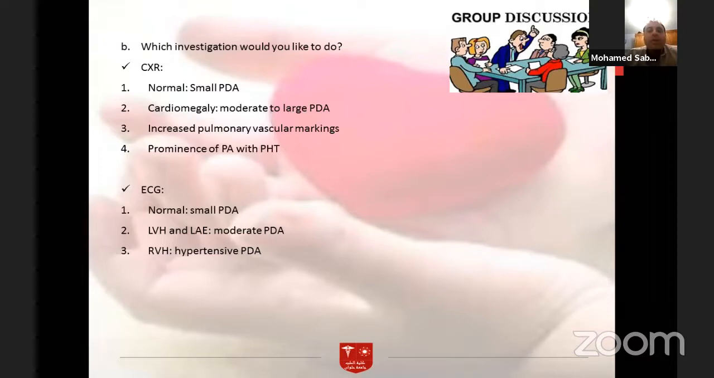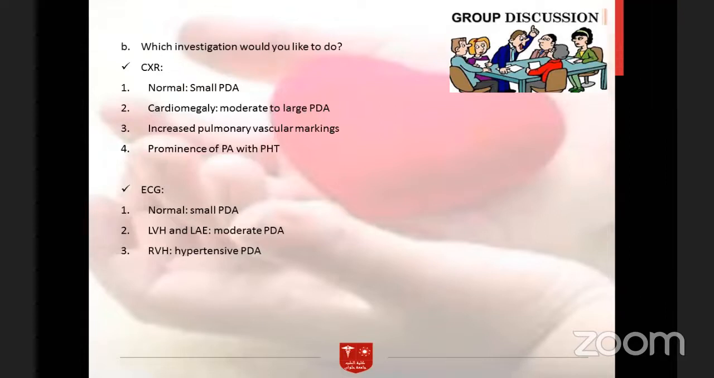Regarding ECG, as we said before, in a small PDA, which is hemodynamically non-significant, not causing increased left ventricular size, we'll find a normal ECG. If we're talking about moderate size PDA, the gold standard is that we have to search for left ventricular hypertrophy and left atrial enlargement, because PDAs as well as VSDs, both of them affect the left side of the heart. While in late stages, when the PDA causes pulmonary hypertension, we'll find right ventricular hypertrophy.